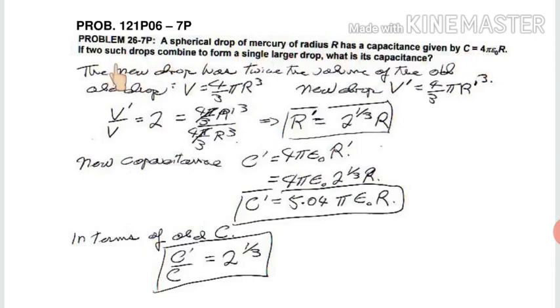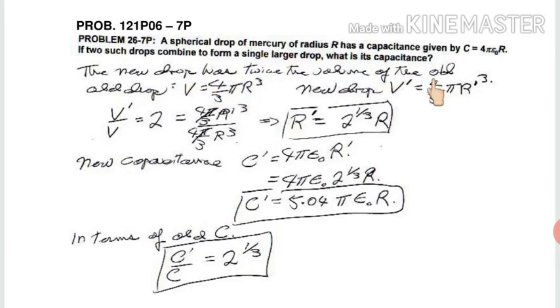If two such drops combine to form a single larger drop, what is its capacitance? So what they are saying is that if two such drops are combined together, you will have one single large drop. Then what will be the capacitance of the new larger drop? The capacitance for the one spherical drop is already given. Now we know the new drop will have twice the volume of the previous one, the old sphere.